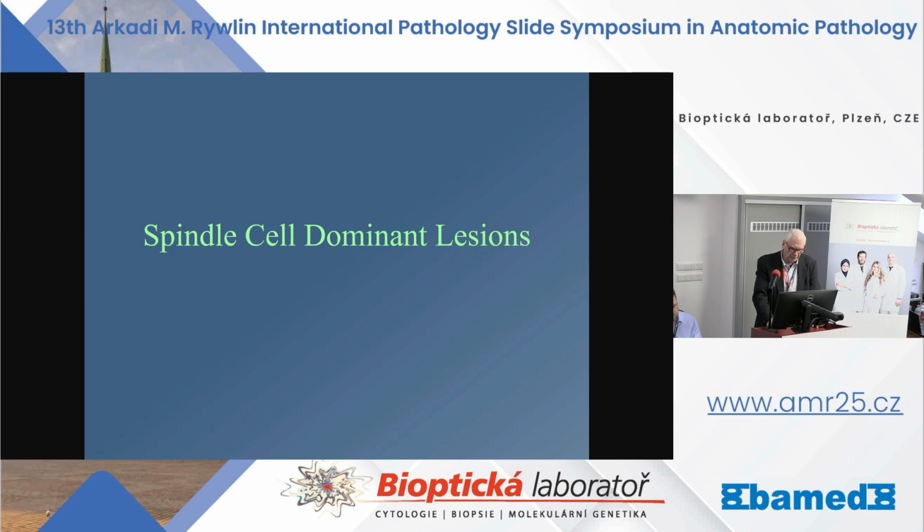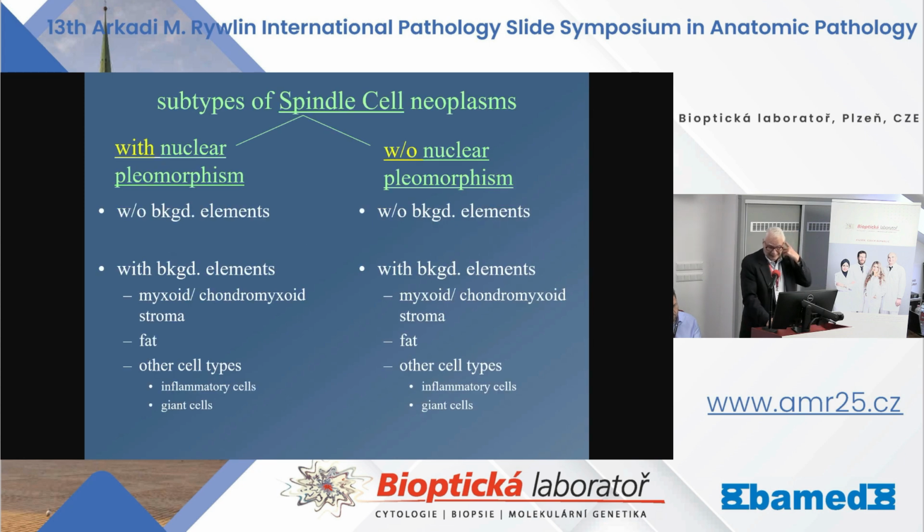So if we look at spindle cell dominant lesions, I look at those with and without nuclear pleomorphism. And then those under those categories, as you can see, I look for background elements, whether there's myxoid stroma, whether there's abundant necrosis, whether there's a lymphoid infiltrate, et cetera, and those without background elements, as we see there. And I'm not going to read all of that for you in the interest of time.